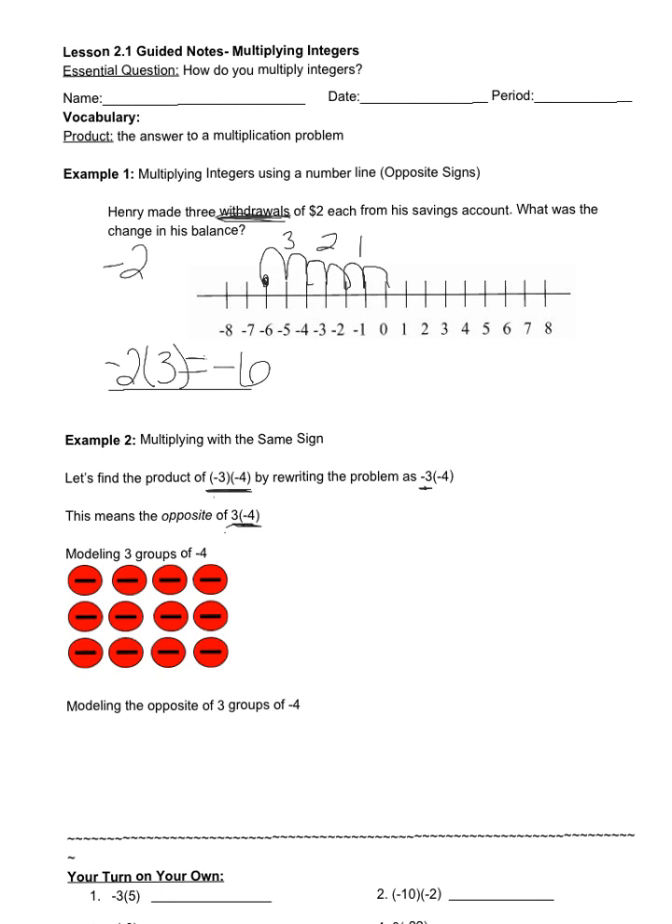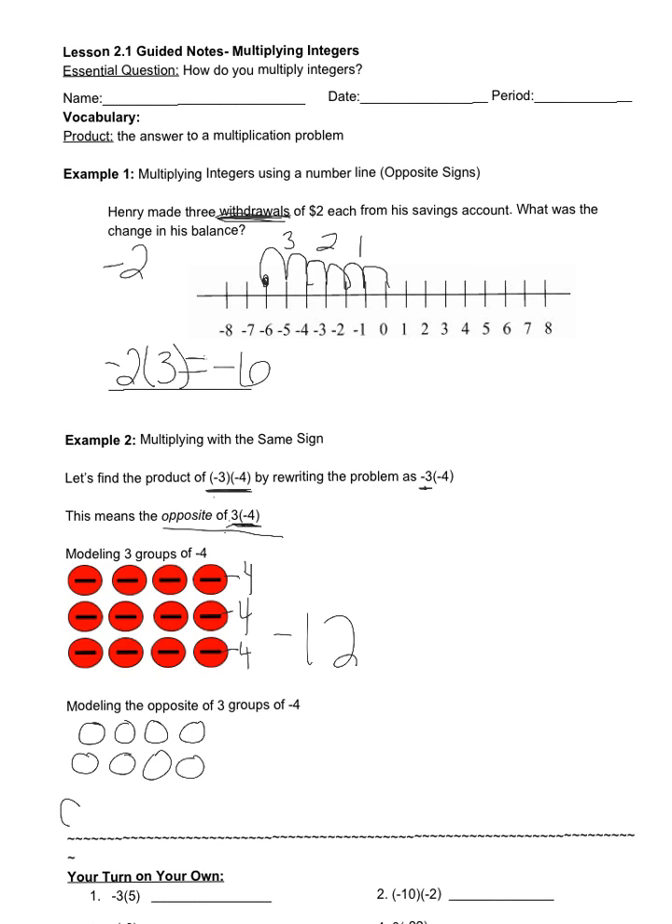So here I have modeled 3 groups of -4. So I have 4, 4, 4, and they're all negatives. So -4 times 3 is a product of -12. But remember here, in my original problem, I'm really looking at the opposite of 3 times -4. So here I'm going to have to model 3 groups of 4.